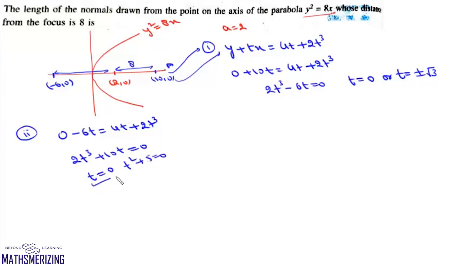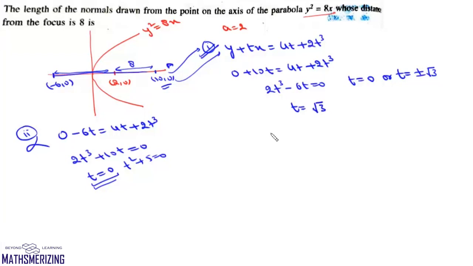Now in this case we'll get only one value, and that is t equals 0. In this case it'll be the x-axis, so we won't get any chord from this. So here we are talking about this point which is at (10, 0), for a chord which is drawn at any point whose t is root 3.